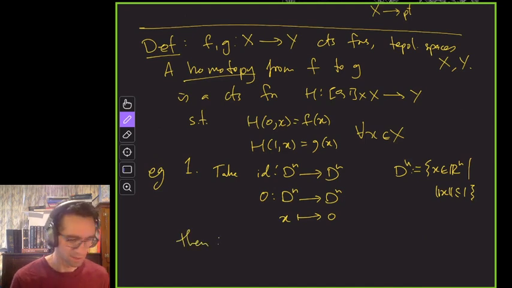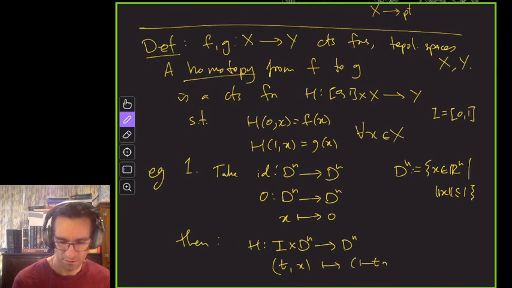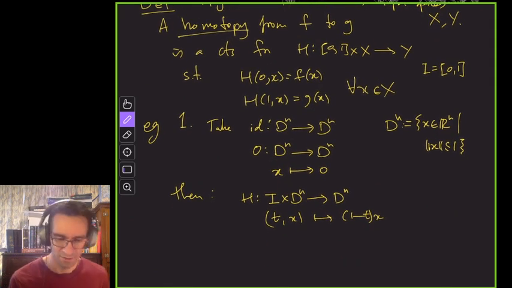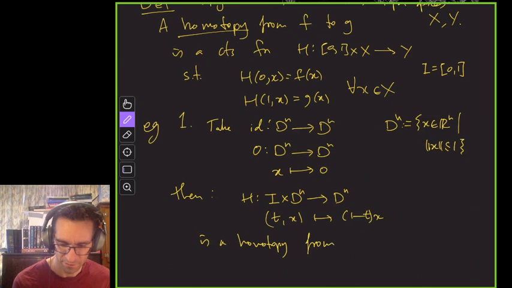Then, also shorthand, I'm going to write I, capital I, as the unit interval. So the function which takes (t,x) to (1 minus t)x, as these are just vectors, is a homotopy. So when t is 0, that's the identity, from identity to 0.